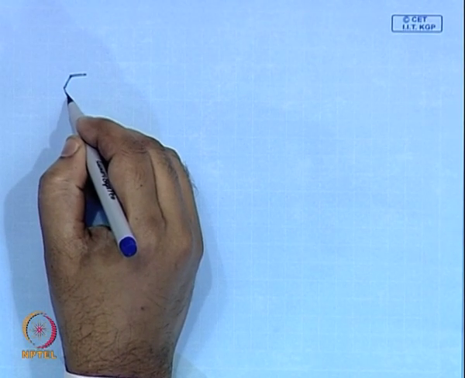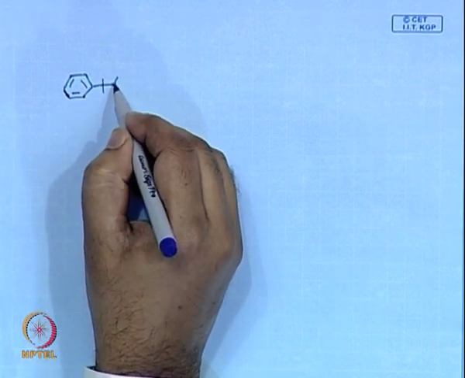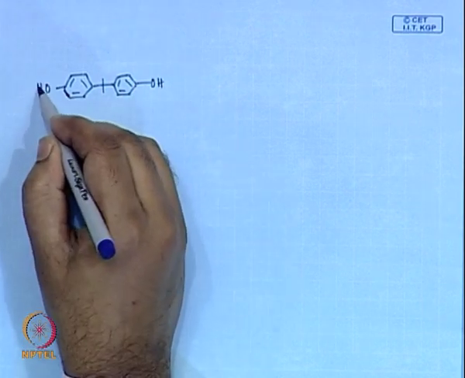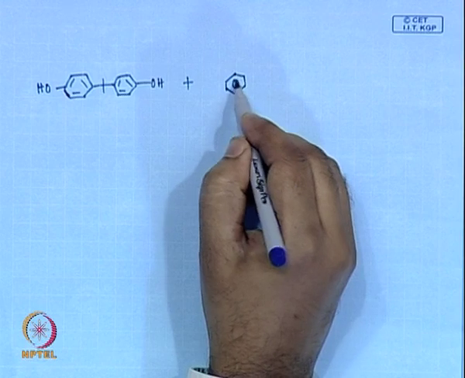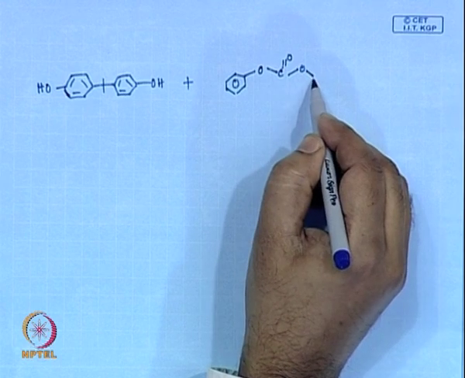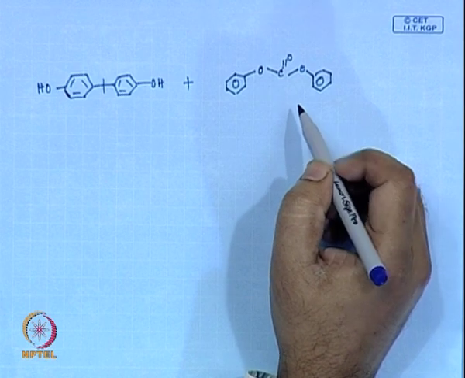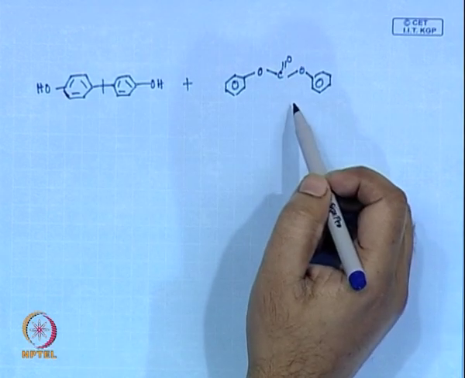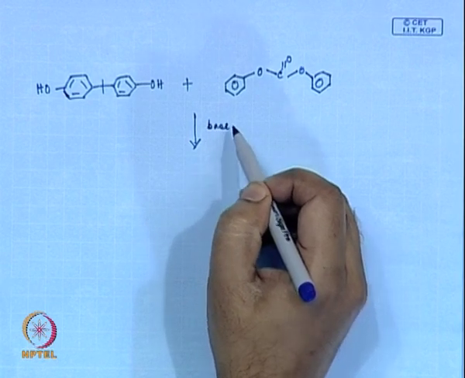In one of the previous lectures, I have shown the synthesis of polycarbonate from bisphenol A using phosgene. Now, there is another way of synthesizing polycarbonate, by transesterification of bisphenol A with, say, diphenyl carbonate, in the presence of a base as a catalyst.